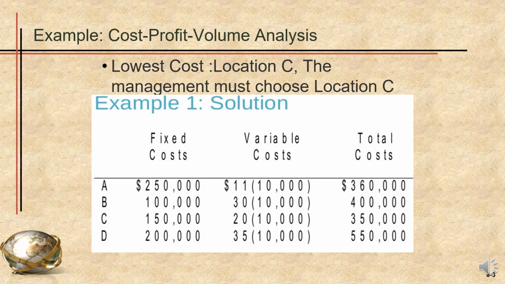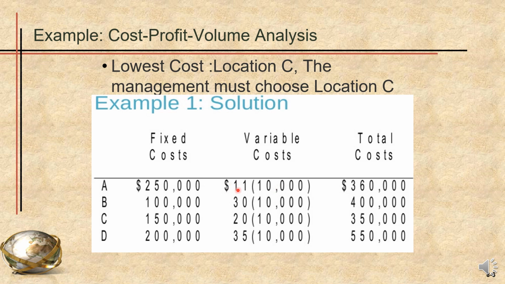This table provides us the solution in the computation of our total cost. So you have to add the fixed cost and the variable cost. The variable cost could be obtained by multiplying the unit cost given. Let us say for location A, it's 11. Location B, it's 30. C, variable cost per unit is 20. And D is 35. And the volume or unit of production is 10,000 units.